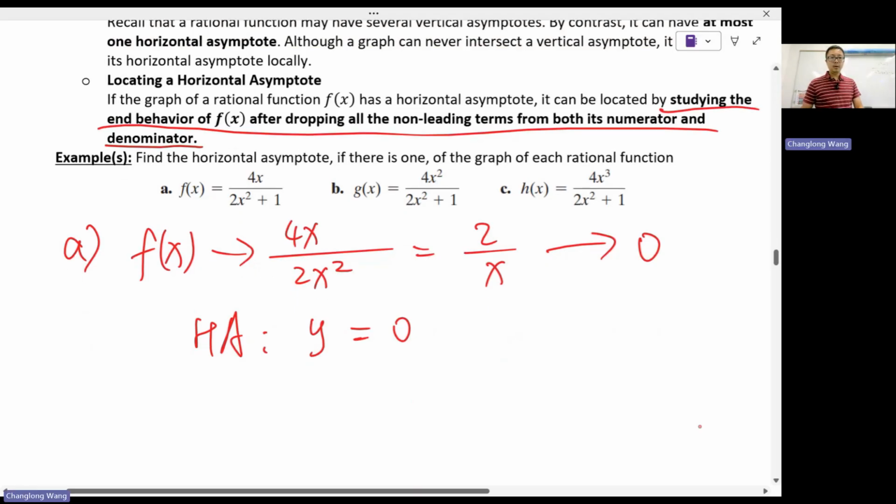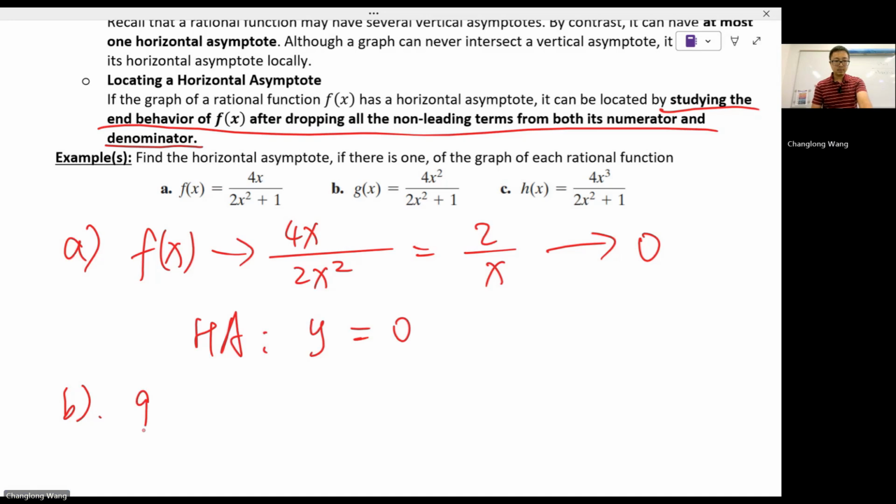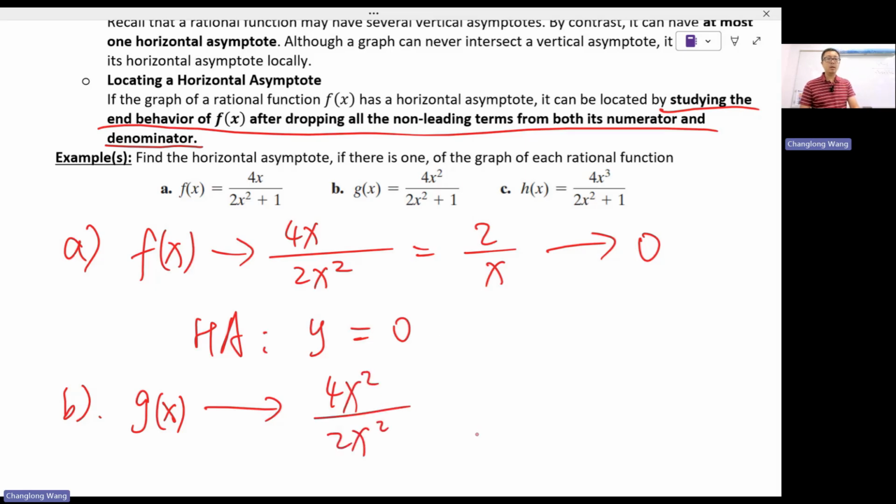Okay. Now try the same technique with letter B. So g of x will become 4x squared over 2x, right? By dropping the 1 when x is super large, right? Whether it's going to be approaching positive infinity or negative infinity, no matter what, 2x squared is going to be super large, right? So that becomes 2x, right?